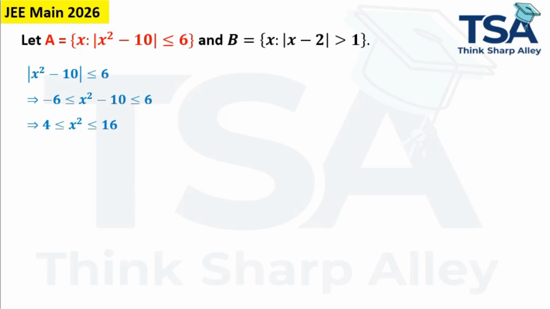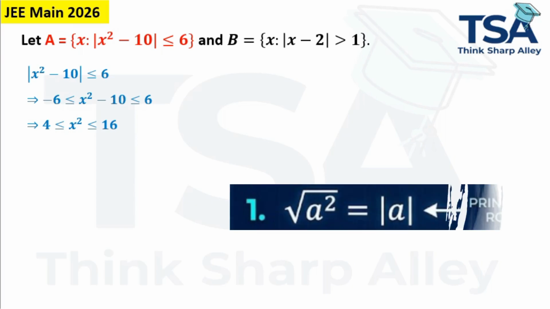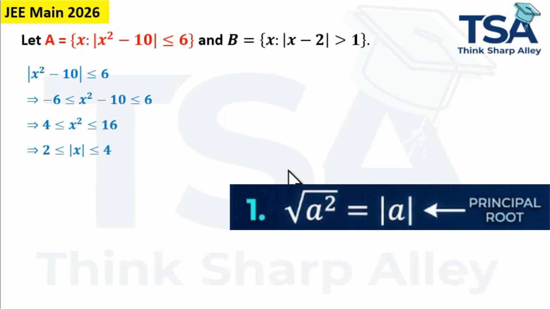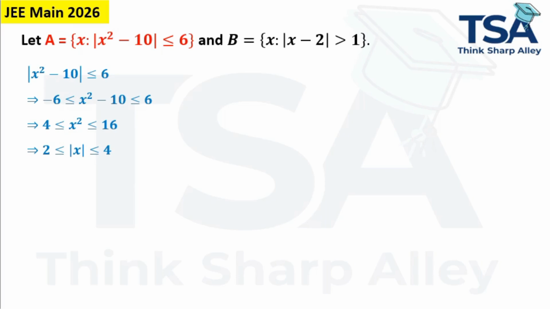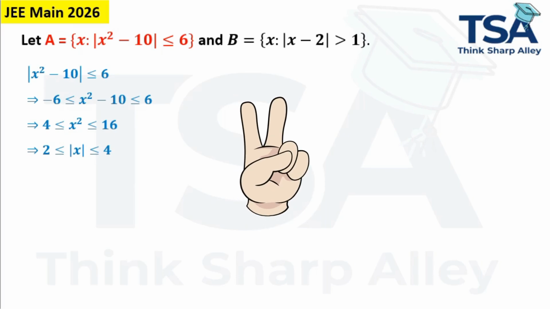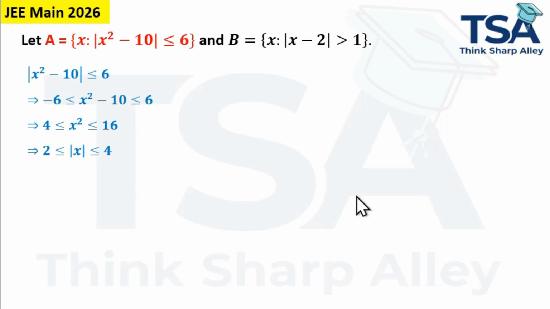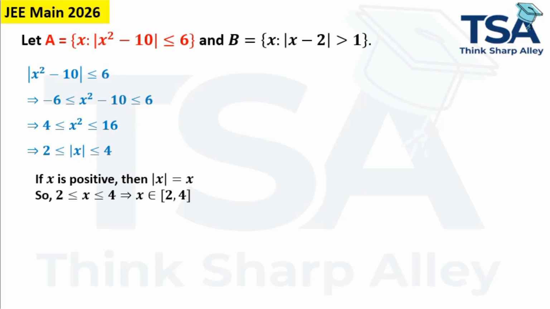But remember property 1 from our list? Square root of x square is equal to modulus x. So the inequality becomes square root of 4, which is 2, less equal to modulus x less equal to square root of 16, which is 4. Now this expression is telling us two things simultaneously. Case 1, if x is positive, it's straightforward. Then modulus x is equal to x, which means 2 less equal to x less equal to 4. That gives me x belongs to interval 2, 4.